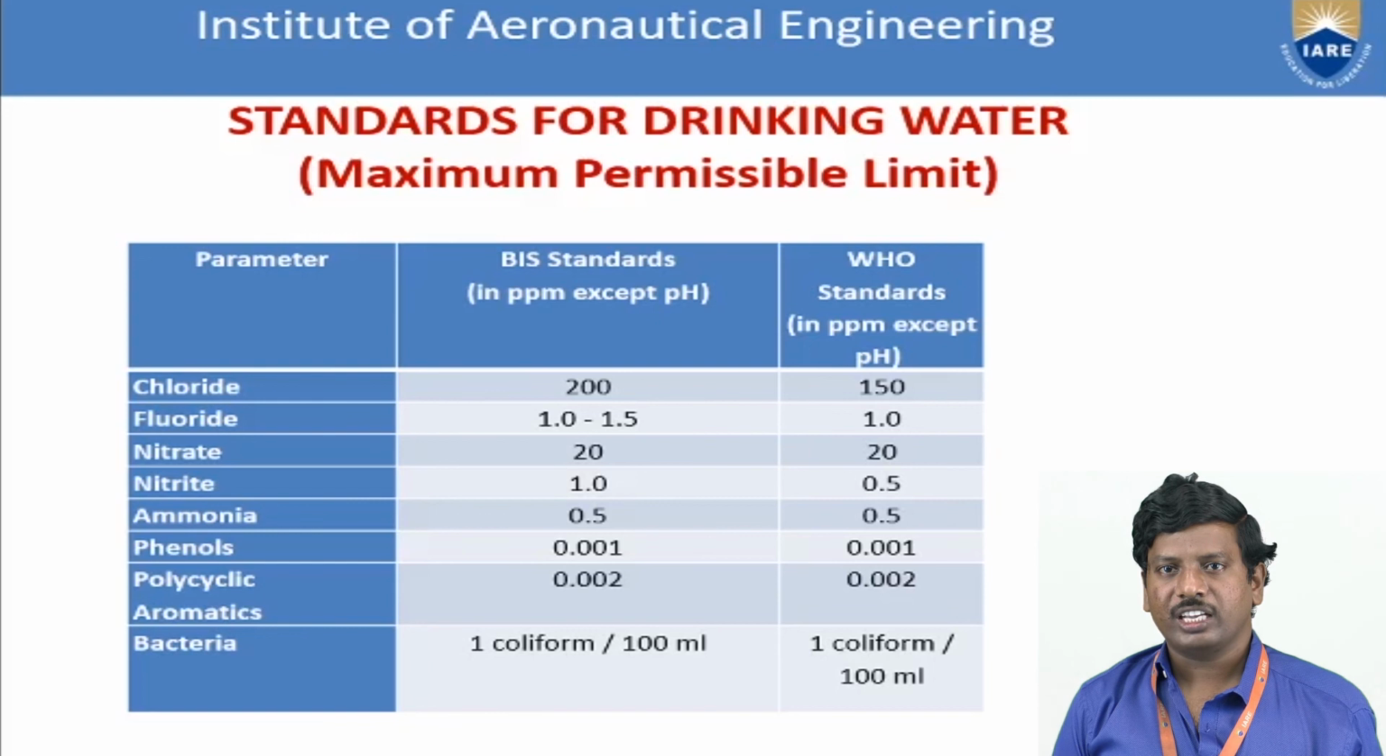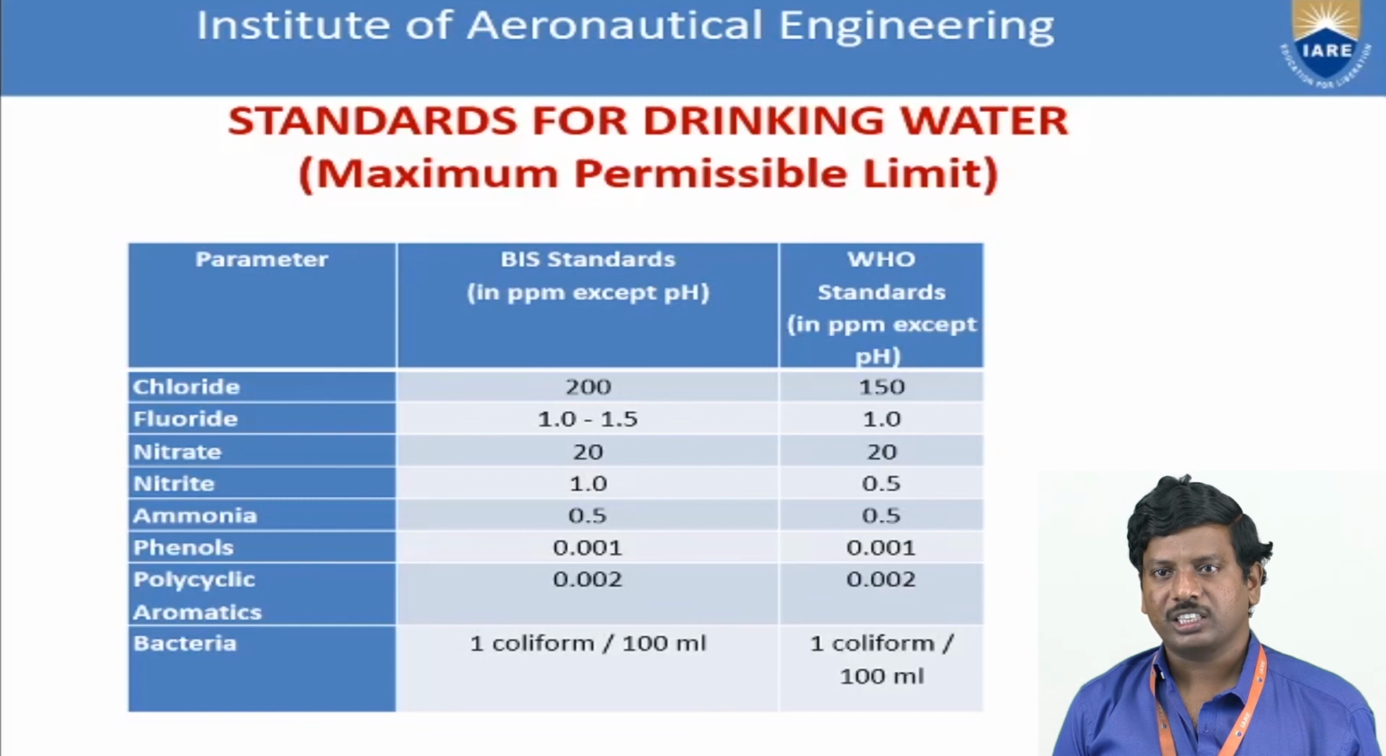Fluoride is also very important, the lower the better in the water. Otherwise, it causes fluorosis, which is mainly observed in the Nalgonda area of the Telangana district. Fluoride lies between 1.0 to 1.5, and WHO standards only 1.0. Nitrate is present up to 20 ppm, WHO standards 20 ppm. Nitrite is 1.0 ppm and 0.5 ppm. Ammonia is 0.5 ppm according to BIS standards, and WHO standards 0.5 ppm. Phenols are present in very small amounts, 0.001 ppm, and WHO standards also 0.001 ppm.